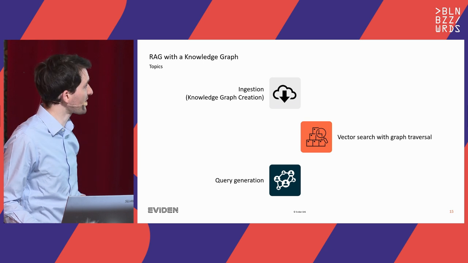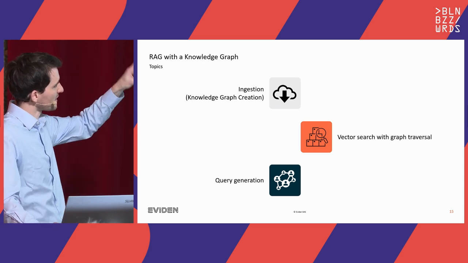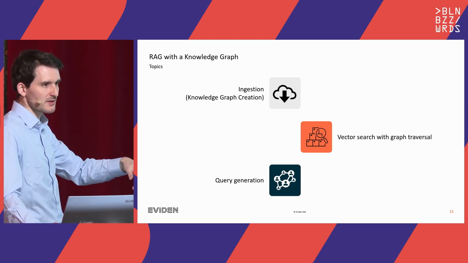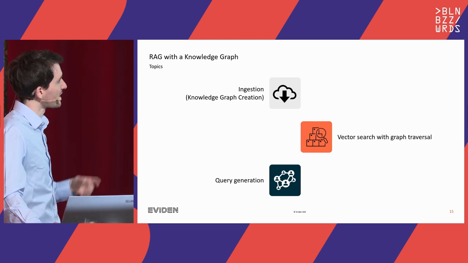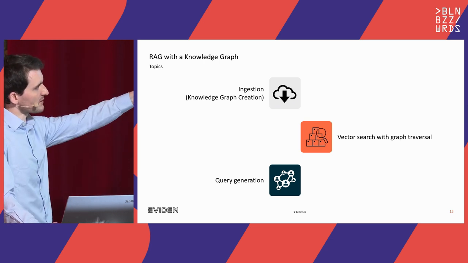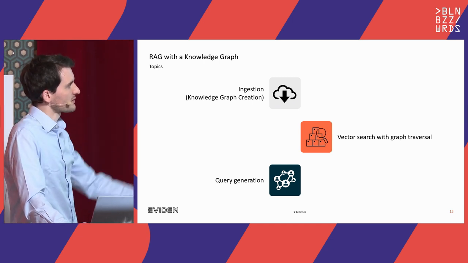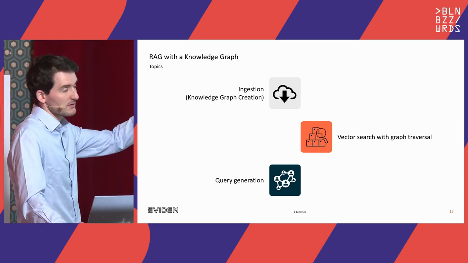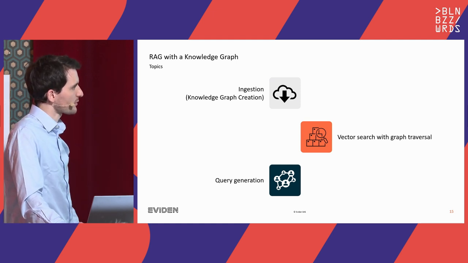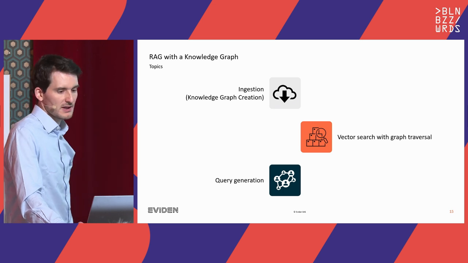So what are the steps or what are the topics that we have to consider here? First, we need to get the data into the knowledge graph somehow. So I'll talk about the knowledge graph creation. Then I'll talk a bit more in detail about the vector search with graph traversal. And I'll talk about the limitations of that as well. And then I'll talk about query generation in the end. And those I'll have in my live demo as well.